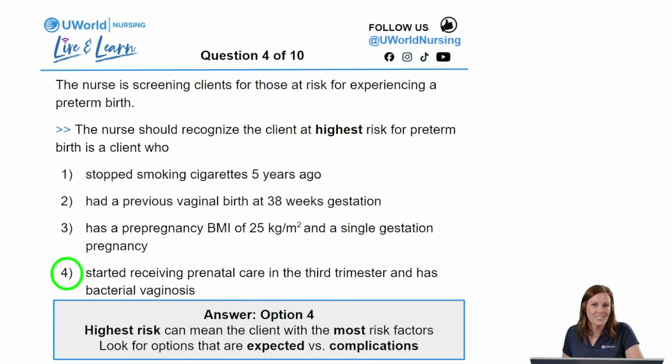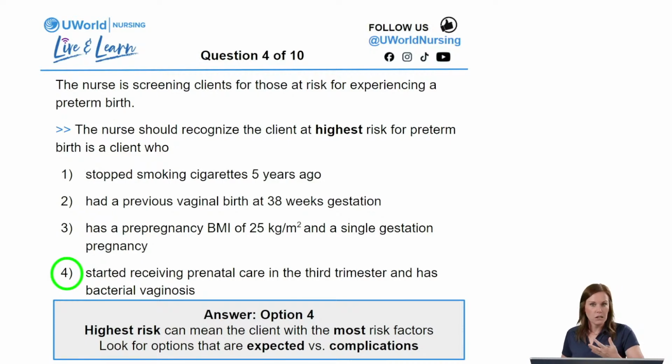So our correct answer is option 4, started receiving prenatal care in the 3rd trimester and has bacterial vaginosis. So again, when we see highest risk, a lot of times that is going to mean the most risk factors. So our client in option 4 has 2 risk factors, and we'll walk through those. And then again, with all of these, look for what's expected, like what is normal for the situation versus what is going to indicate a complication.